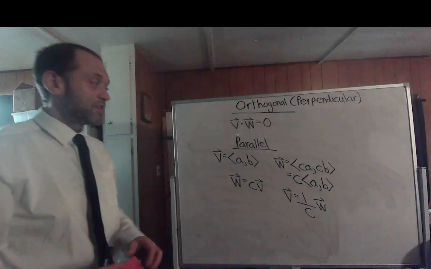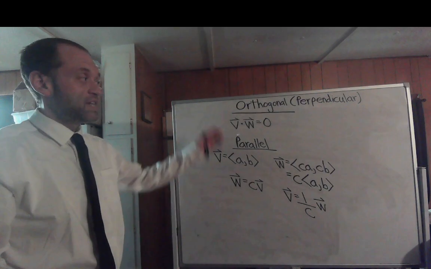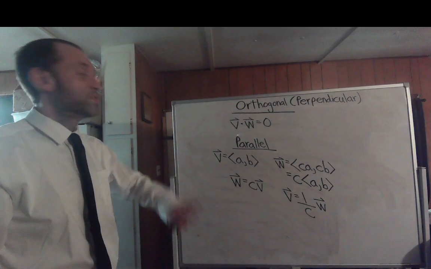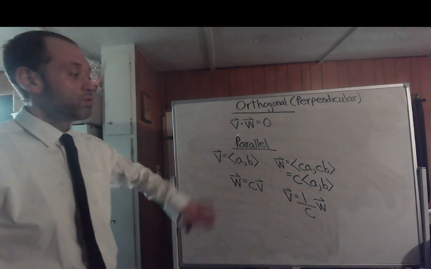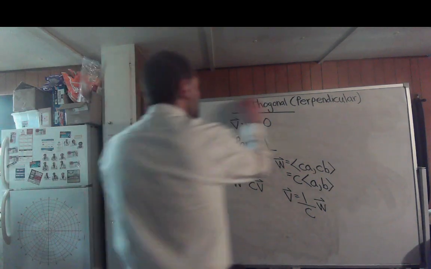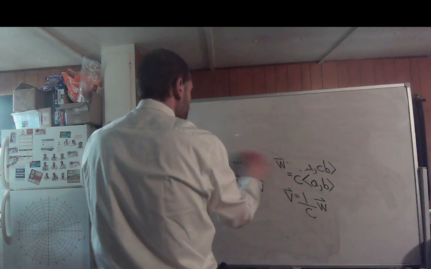If they're not scalar multiples of each other, and if the dot product does not equal 0, then they're neither orthogonal nor parallel. So for what we're about to determine for the next few exercises, are these vectors parallel, orthogonal, or neither? So let's see.